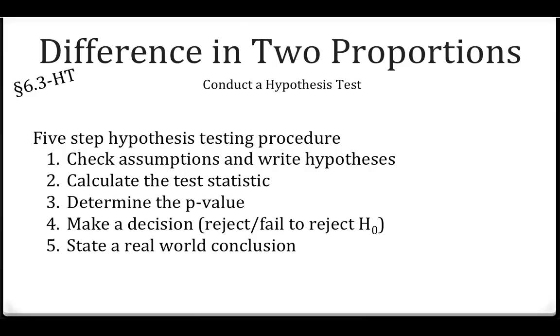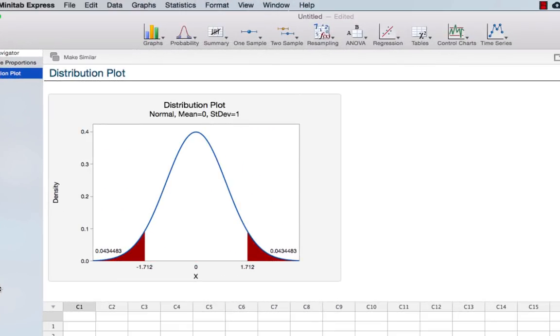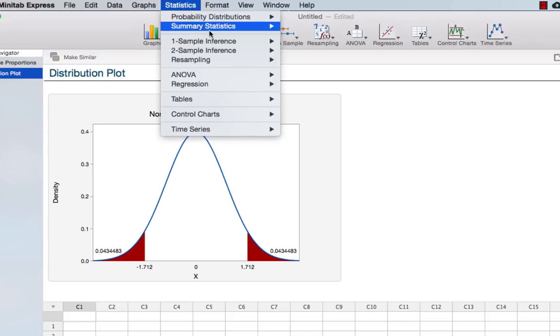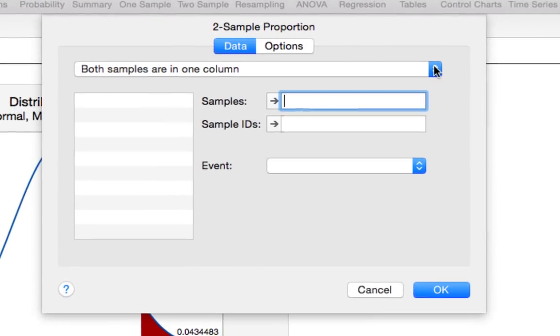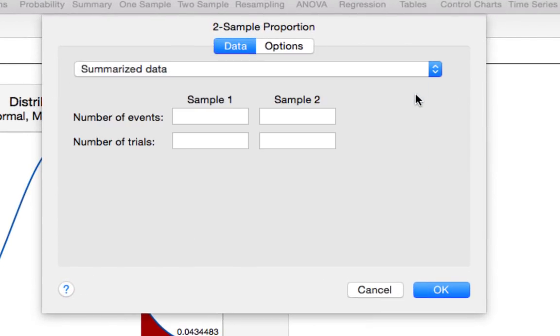Now I want to go back to Minitab Express to show you how steps 2 and 3 can be completed there. We'll go to Statistics, to Sample Inference, Proportions. We have Summarized Data. Sample 1 is our females. They were 89 out of 283 who owned wearable technology. Sample 2 will be our males. There were 53 out of 217 who owned wearable technology.